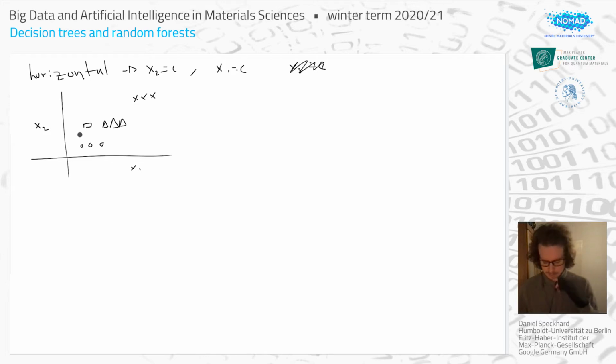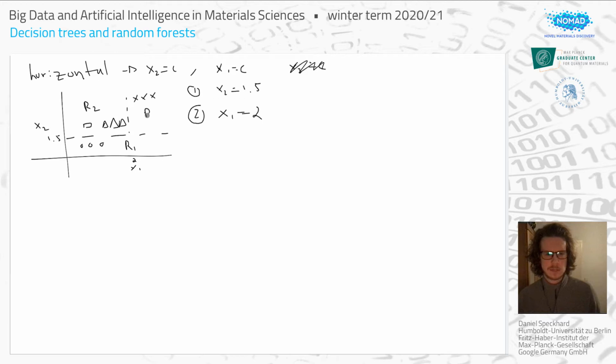We could have also come up with different splits. Maybe we kept with our first split here, which was x2 is equal to 1.5. But we could have also then said, for a second split, let's do a split like this, which is now x1, let's say this is x1 is equal to 2. So we have two splits. We have x2 equals 1.5. That's our first split. And then we have a second split here where we're saying x1 is equal to 2. So now we have three regions again. So we could say, this is region 1, maybe this is region 2, and this is region 3.